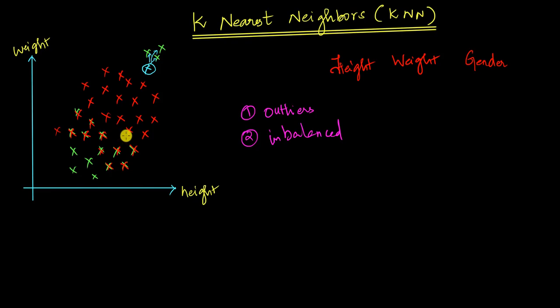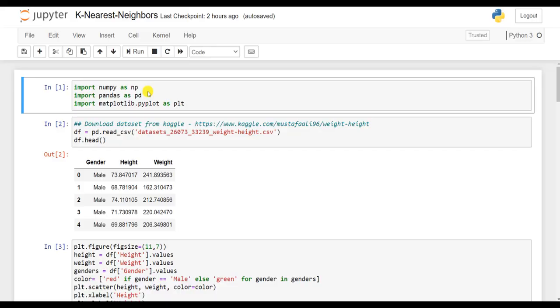So it is always preferred not to use the k nearest neighbors whenever you have outliers or an imbalanced data set. Let us now see the practical implementation of the k nearest neighbors.